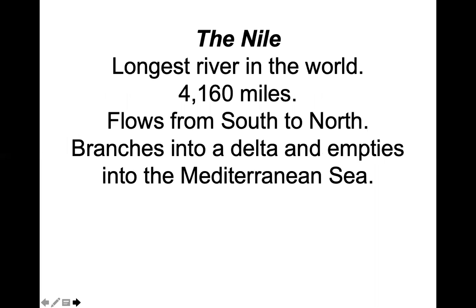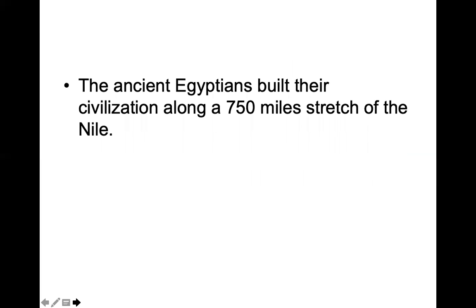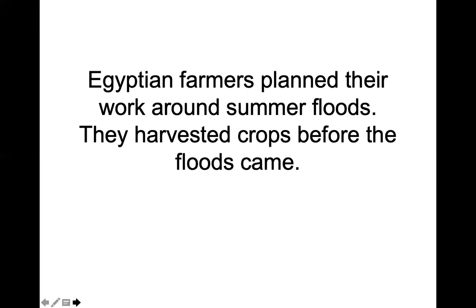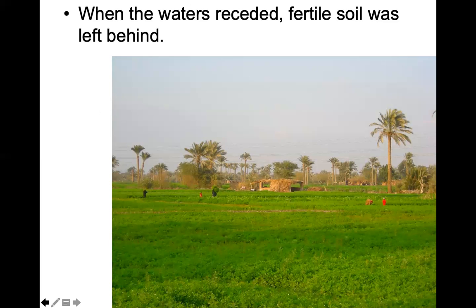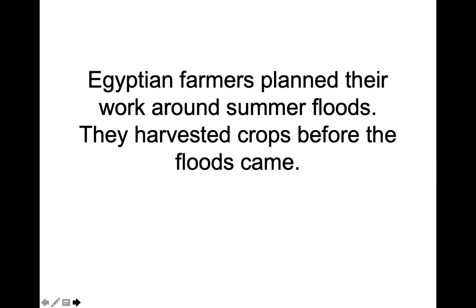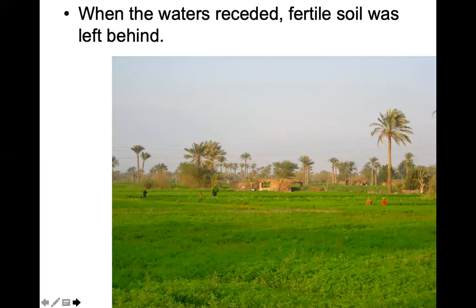When you're thinking about the geography, remember the Nile is the longest river in the world, 4,160 miles, and flows from south to north. It branches into the Nile Delta and empties into the Mediterranean. Ancient Egyptians built their civilization along this 750-mile stretch of the Nile. Egyptian farmers planned their work around the summer floods, and they harvested crops before the floods came. That's something you could write about, definitely. The waters receded, and the fertile soil was left behind. So flooding leaves the fertile soil.